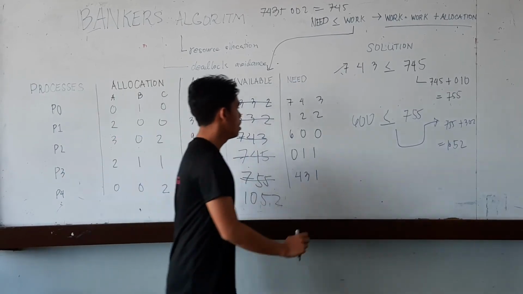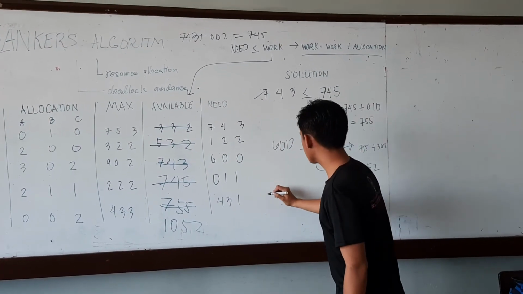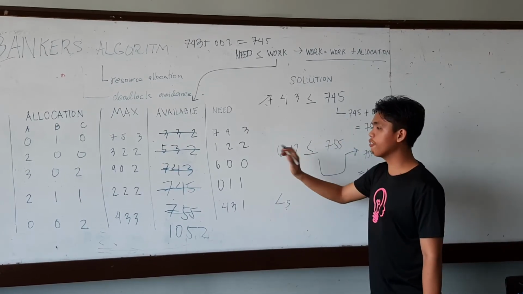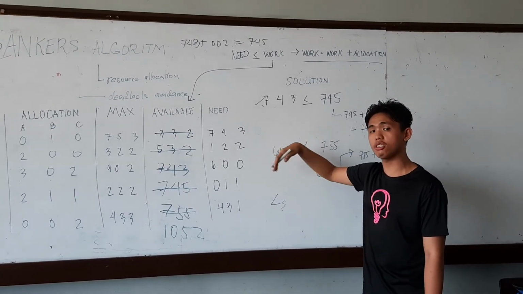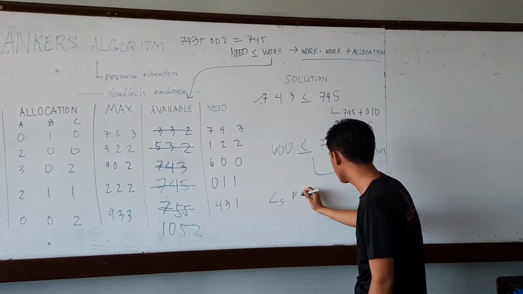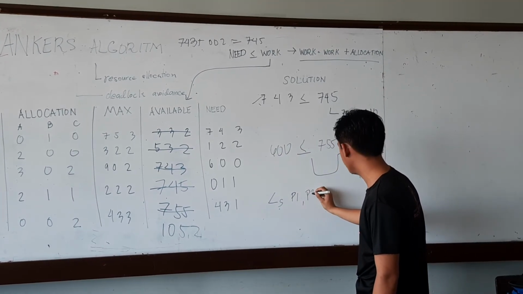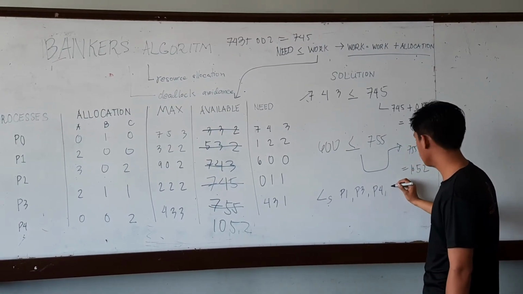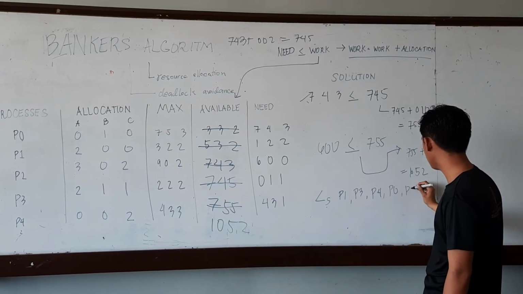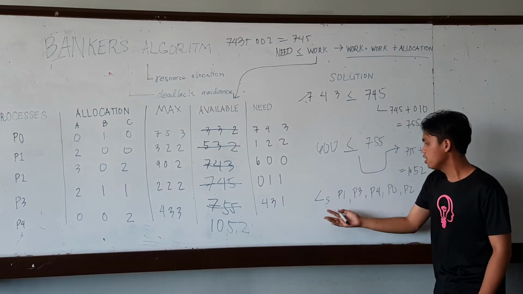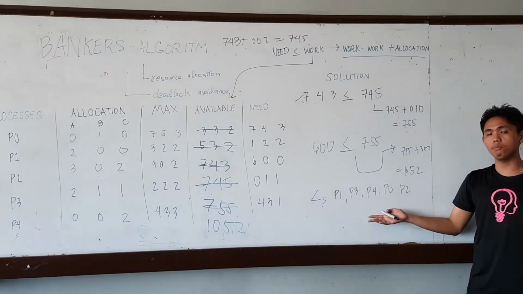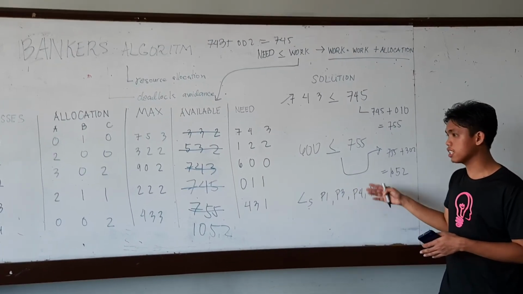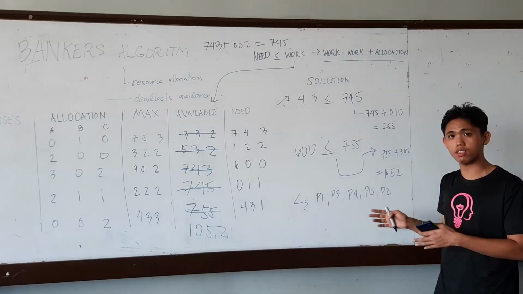In short, the sequential process stating the safe state is: the first process, followed by the third, next the last, followed by P0, and now P2. So here is the basic sequential process to be considered, wherein these processes individually can be considered in a safe state.